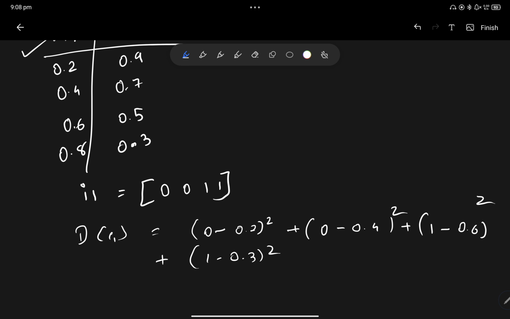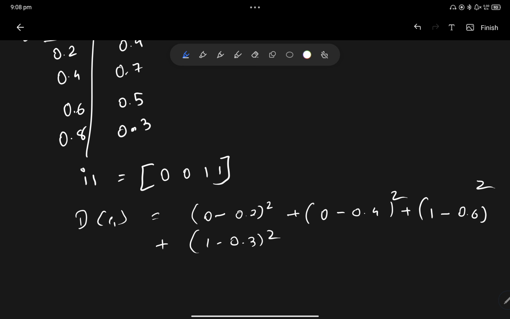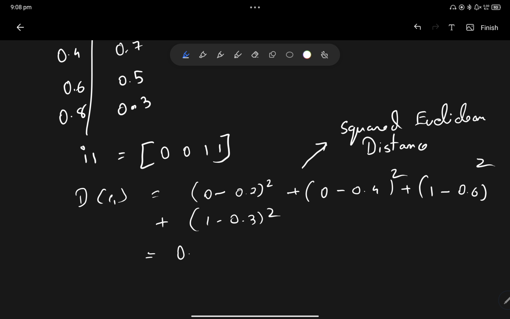Now we know in Euclidean distance there is a square root, right? On top we have the square root, but here you only have to calculate the squared Euclidean distance. So whatever value you get, we'll put that directly. If you calculate this value, we get 0.4.